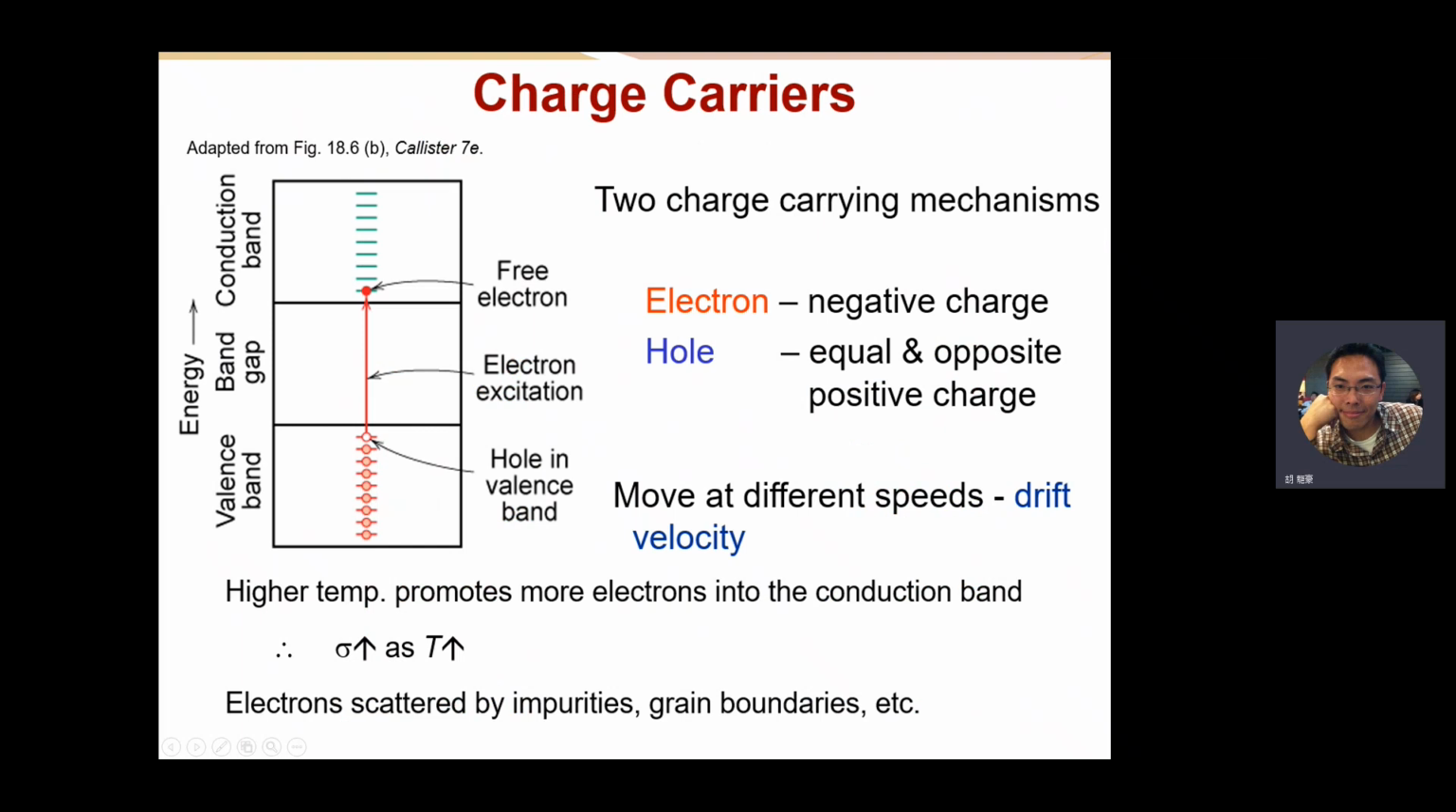So the charge carriers dominate the conductivity of materials. And I already mentioned that there are two types of charge carriers: one is called the electron and the other the hole. Two charge carriers. And the drift velocity of those charge carriers dominates the conductivity.